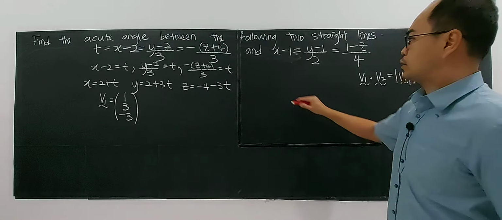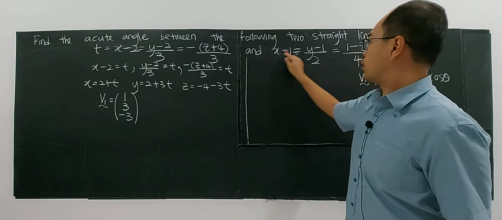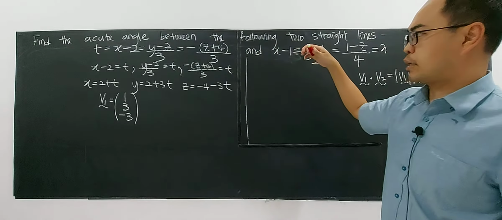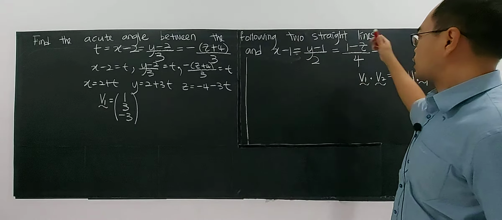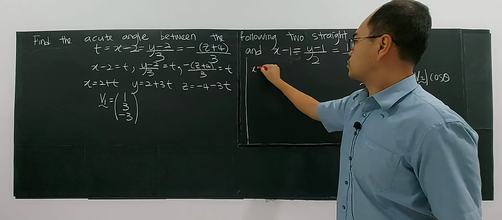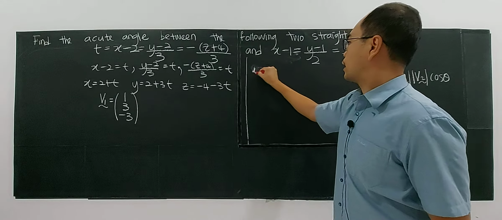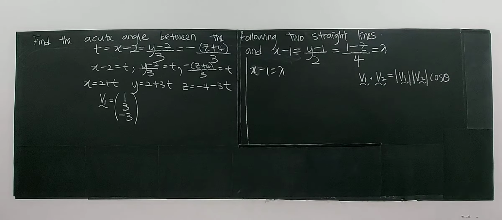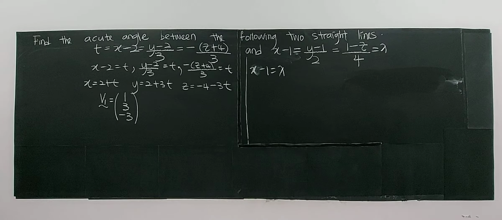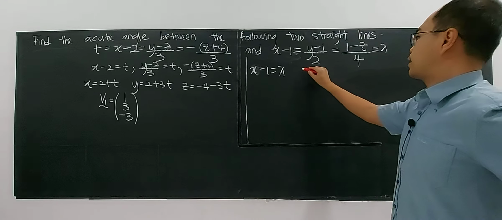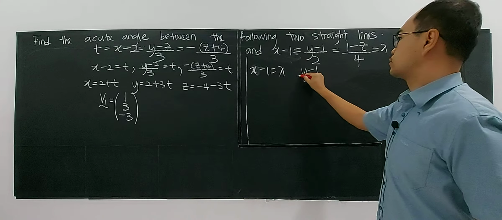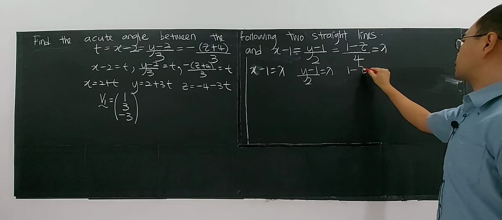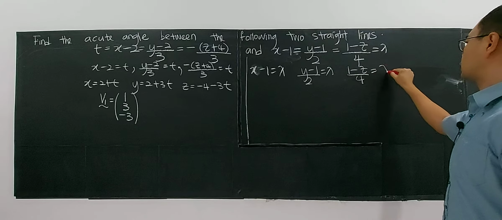So very simple. For this, I am going to equate all of this to lambda. This one you have used t, but the proper way of doing it is writing this in lambda. So x minus 1 equals lambda, y minus 1 over 2 equals lambda, and 1 minus z over 4 equals lambda.